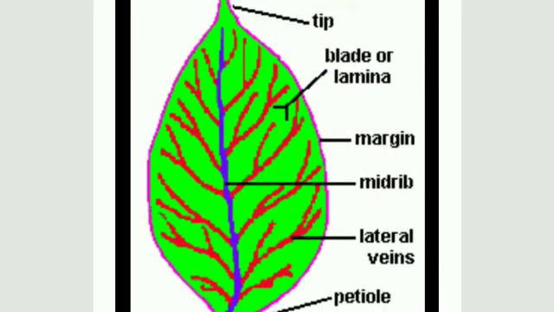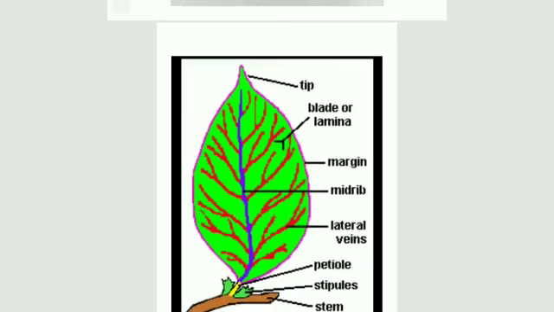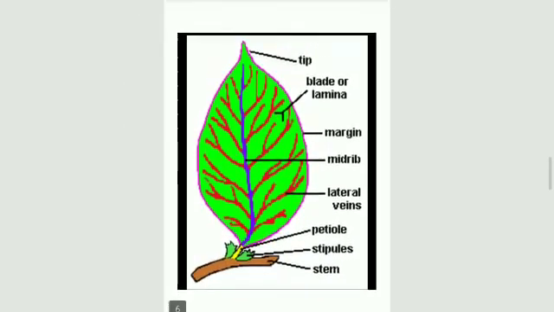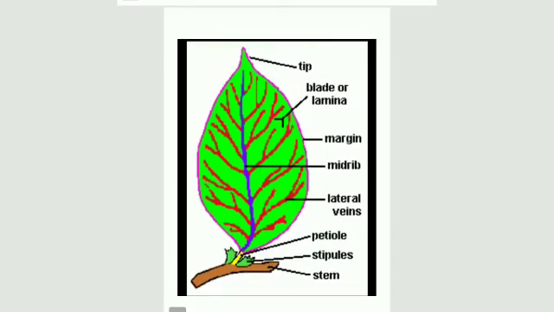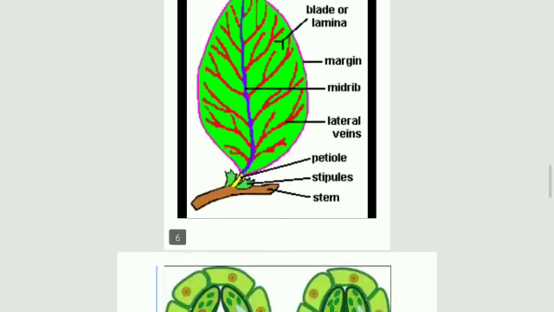See, this is also a typical reticulate venation leaf. There is a stipule here, stem, stipule and petiole. You can define what is stipule and what is petiole. Then lateral veins, midrib, margin. Margin means kinara, and tip, and the broad area is called lamina.